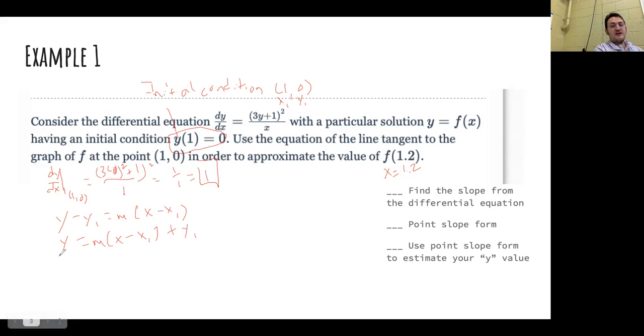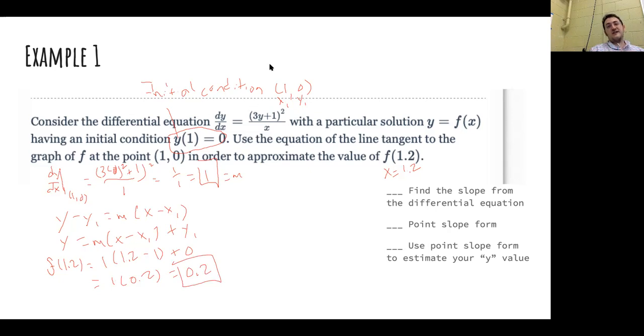And fortunately, it's asking us for what is f of 1.2. So that is the thing that I want to solve for. My slope is 1. So I got that from just plugging in my x and y coordinate into the derivative. And then my x is just 1.2. So I'm going to plug in a 1.2. And my x1, which is my initial condition, is just going to be 1. And then my y1 is going to be 0. And I'm just going to get a number. So this is just 1 times 0.2. So that is going to be 0.2 as my final answer.